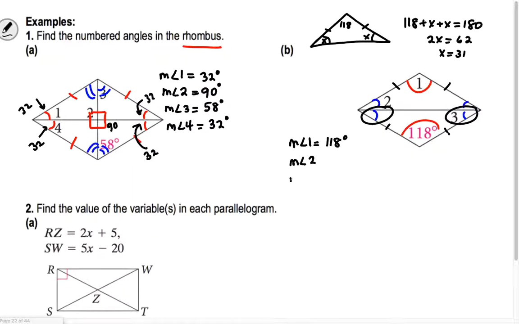The measure of angle 3 is 31. What do you guys think the measure of angle 2 is? 31, right? It has the same markings. It's congruent, so we get 31 as well. Okay, does this make sense?